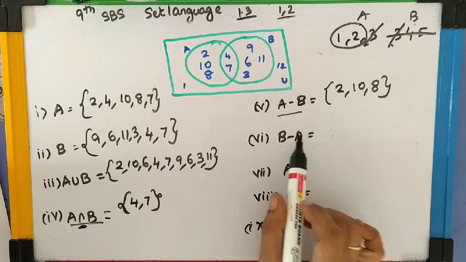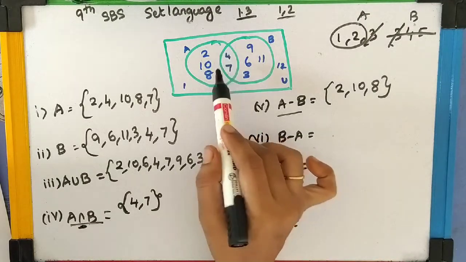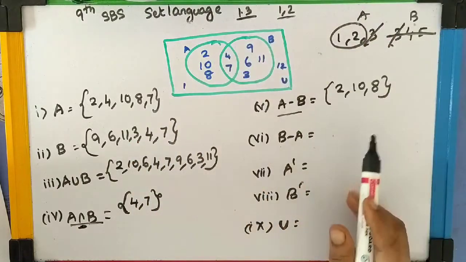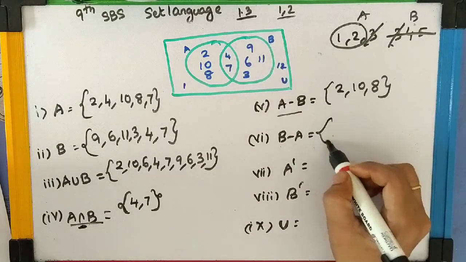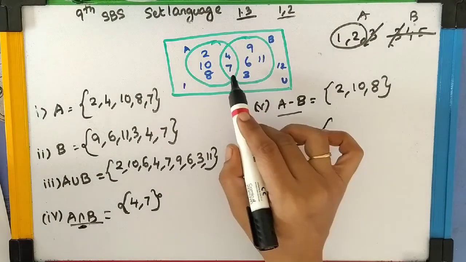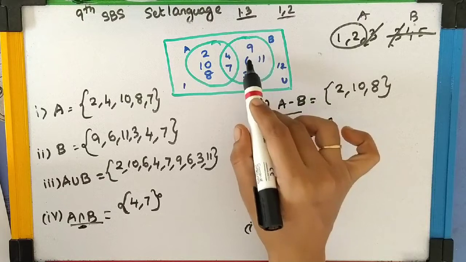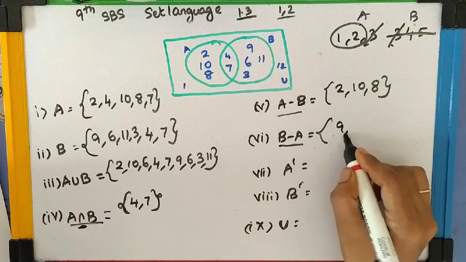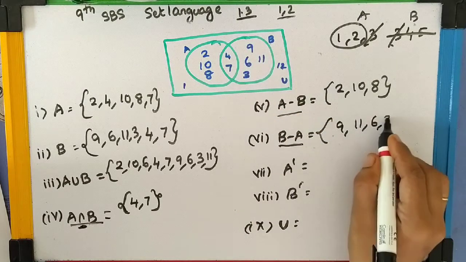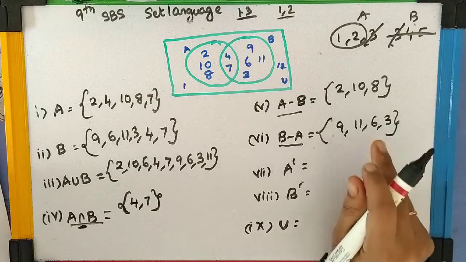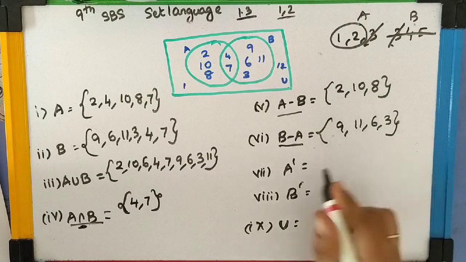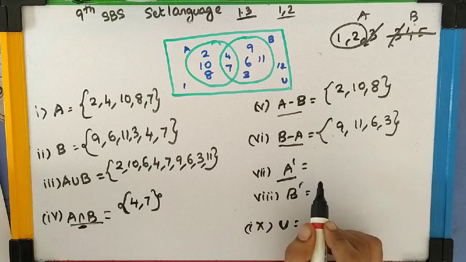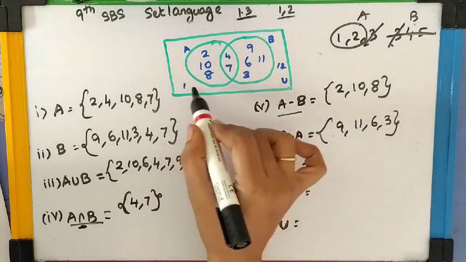In B difference A, B is the first set. Okay, now what are the intersection part between B and A? 4 and 7. We have to leave that and leave the second set completely. That is A completely. And write the remaining terms, that is 9, 11, 6 and 3. Okay? Can you understand? Now, what is A dash?